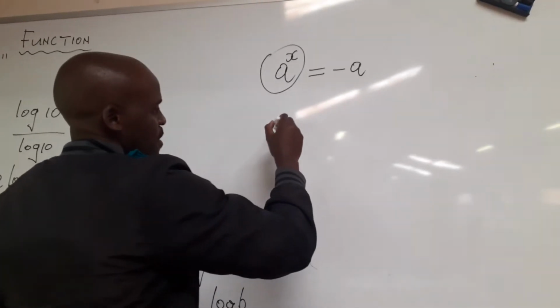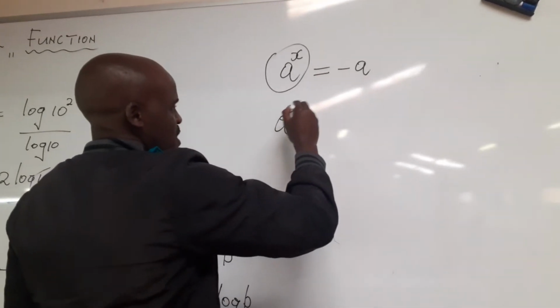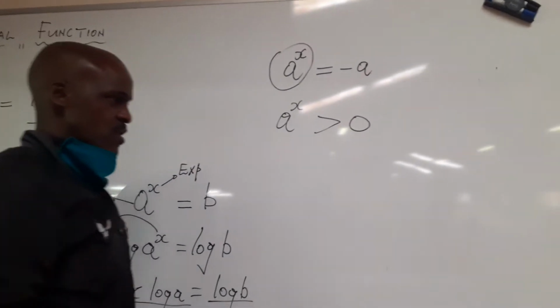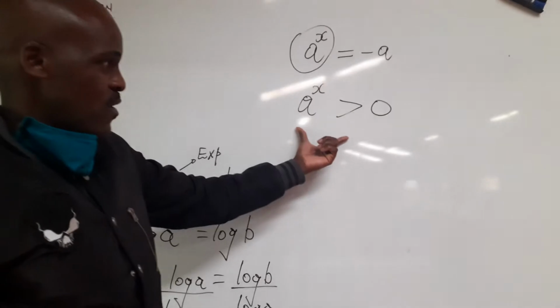Therefore, a exponent x must be always positive so that you can be able to solve for x there.